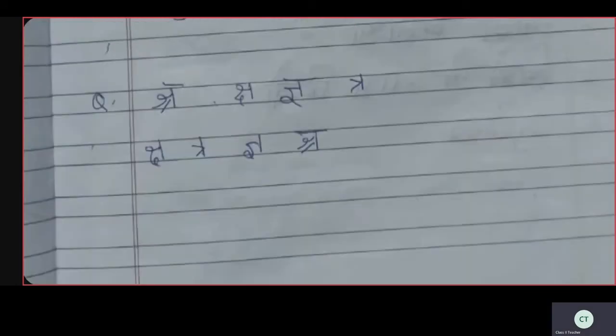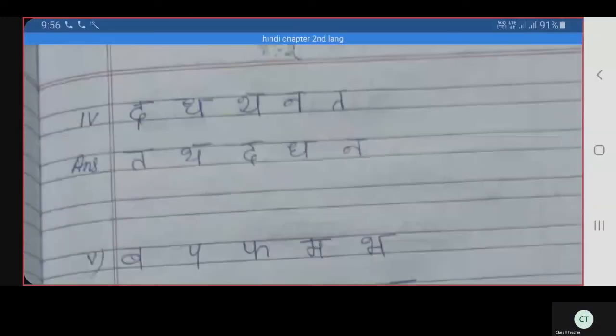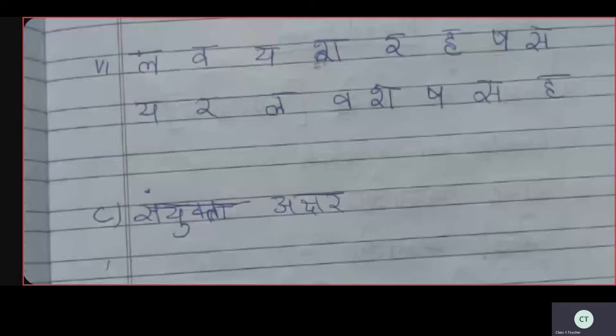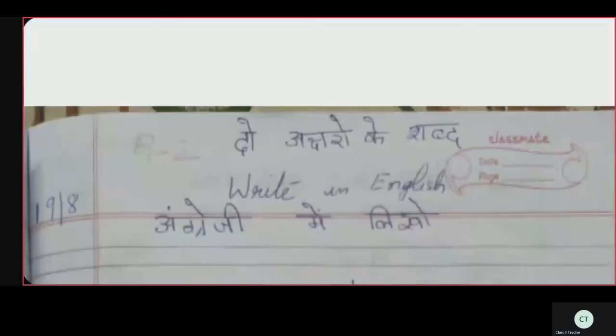So this is Varnamala revision. You write it in your CW and learn it. Okay. In the exam, question will be given. Right answers. Question will be sent through my class campus. You have to see the question and write answer. Numbers you write properly.